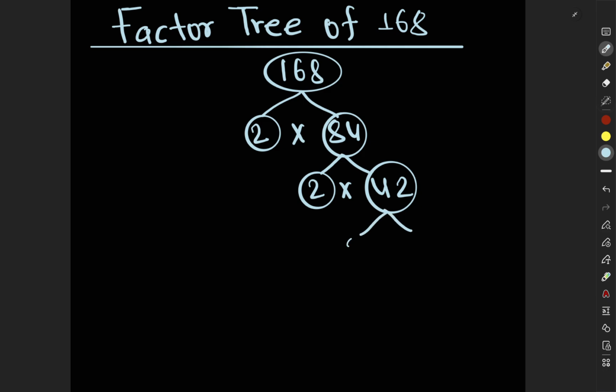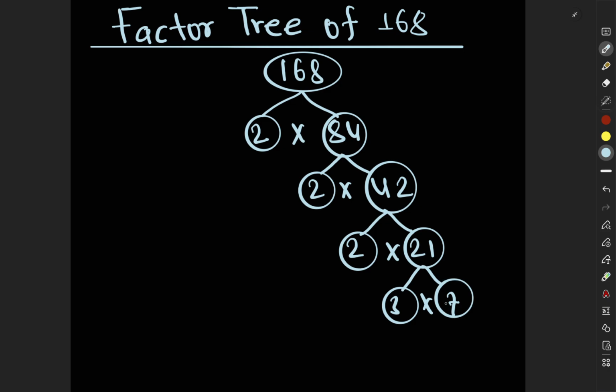And 42 can be written as 2 times 21. 2 times 21 means 42. And 21 is 3 times 7. 3 times 7 means 21.